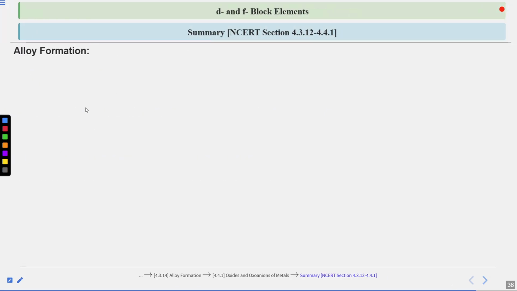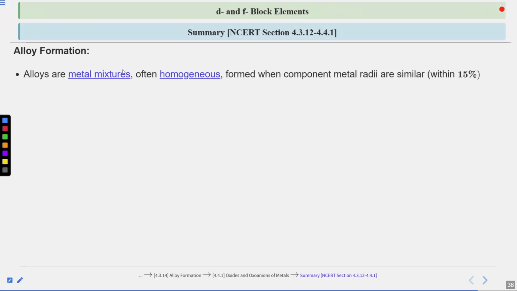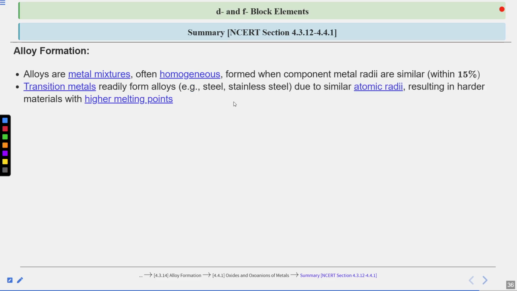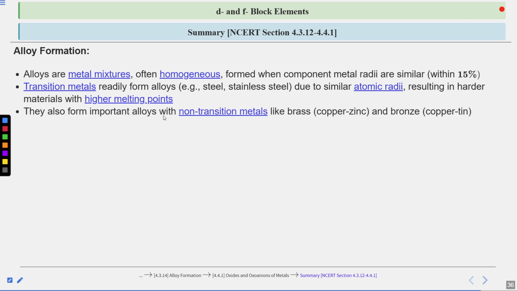Then we talked about alloy formation. Alloys are metal mixtures, often homogeneous, formed when the component metal radii are within about 15% of each other. Transition metals form alloys like stainless steel due to similar atomic radii, which results in harder materials with higher melting points. They also form important alloys with non-transition metals, for example brass, which is an alloy of copper and zinc, and bronze, which is an alloy of copper and tin.